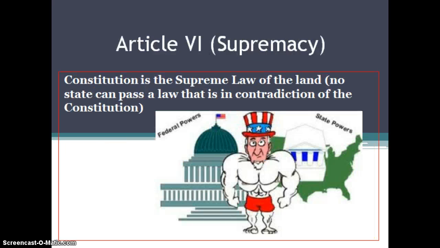Article 6 is the Supremacy Clause. It says that no law in the land can supersede or contradict the U.S. Constitution. So even though states do have the power to make any law they want to, they have to first make sure that that law does not contradict the United States Constitution. So again, the Supremacy Clause of Article 6 basically sums it up, that no power of the state is more powerful than the federal government.